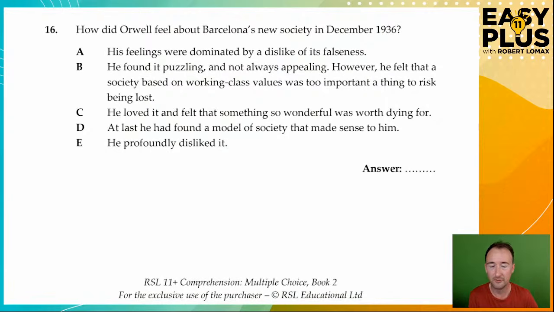So, his feelings were dominated by a dislike of its falseness. He found it puzzling and not always appealing. However, he felt that a society based on working class values was too important a thing to risk being lost. He loved it and felt that something so wonderful was worth dying for. At last he had found a model of society that made sense to him. He profoundly disliked it. This is hard.